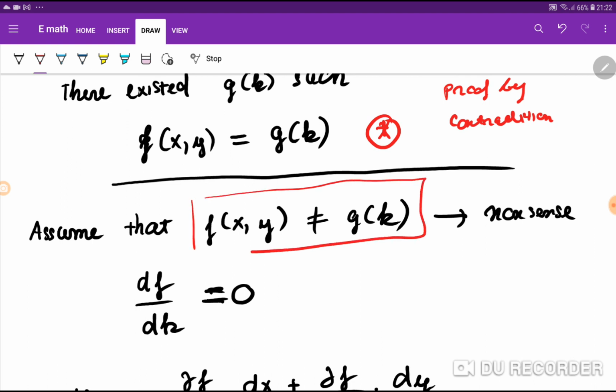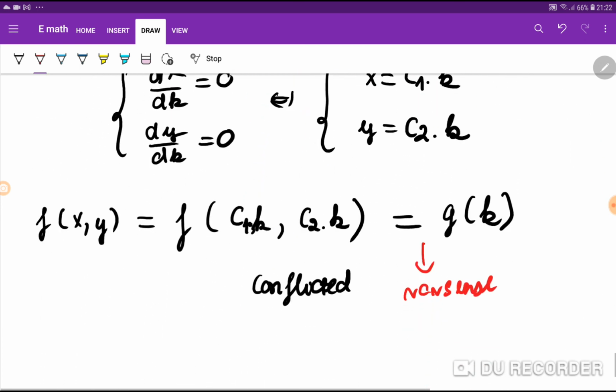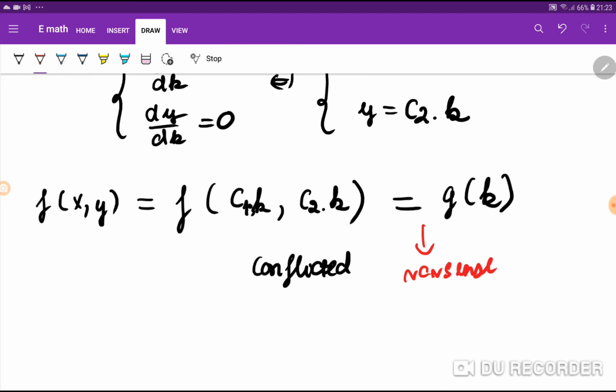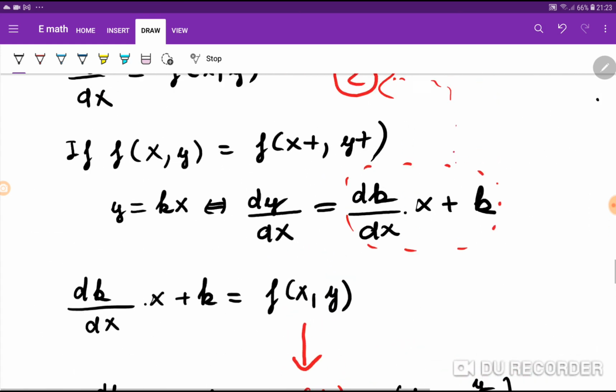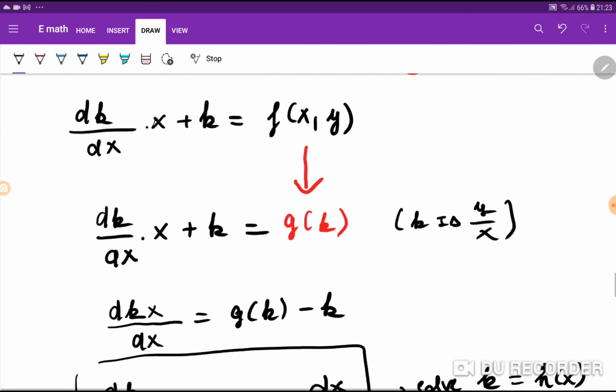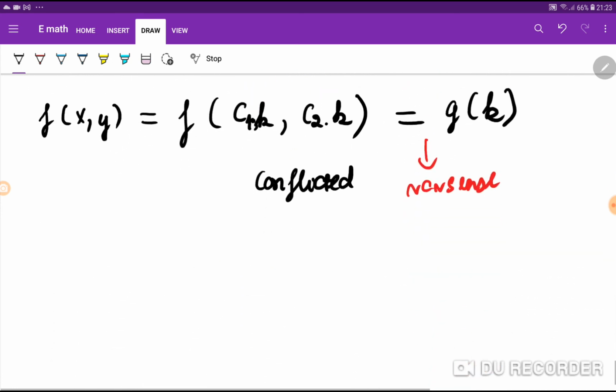So in conclusion, there exists a function g of k such that f(x, y) equals g(k). That's all I want to tell you. That's the proof for you. I hope you enjoy it. If your professor asks you to rigorously prove it, please check my mistakes, I might be wrong somewhere. But that's how you prove it.